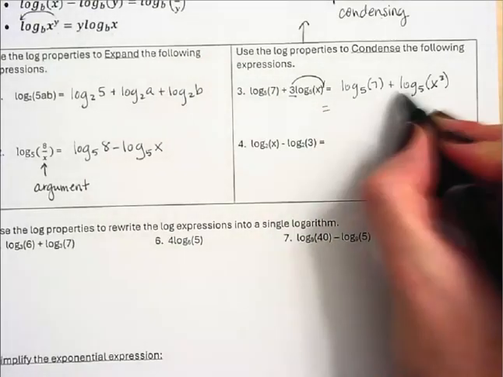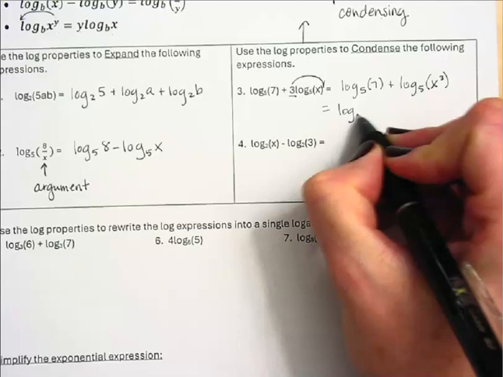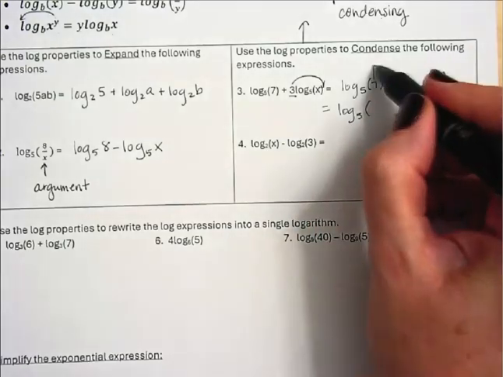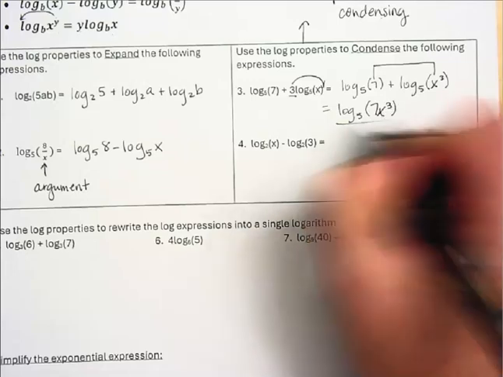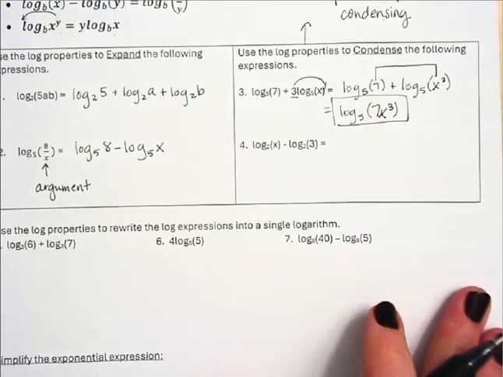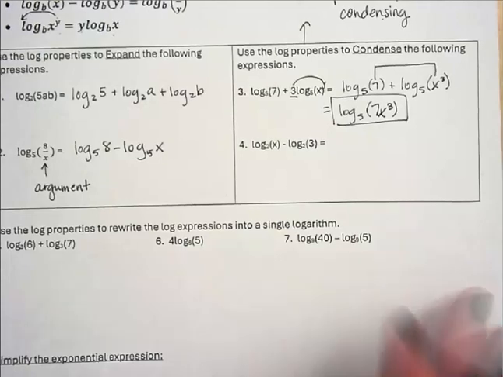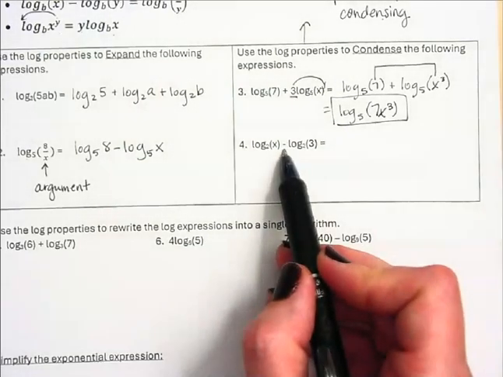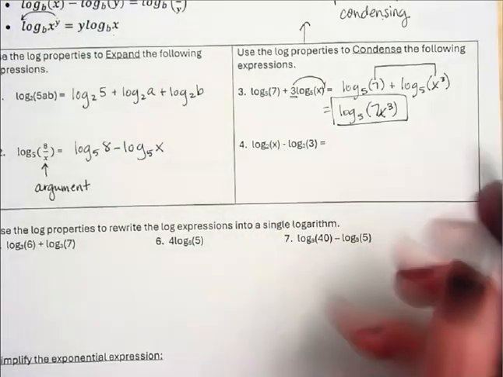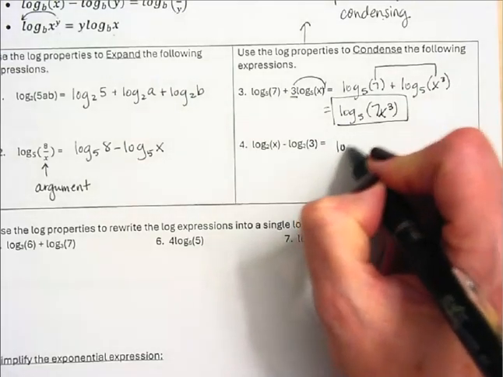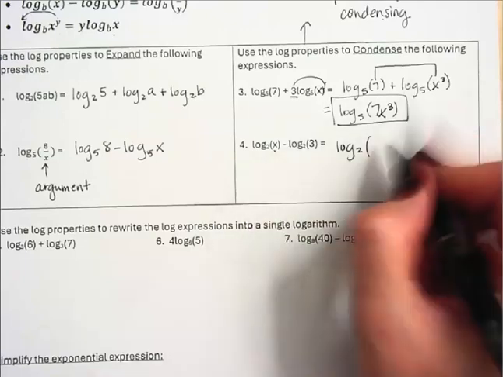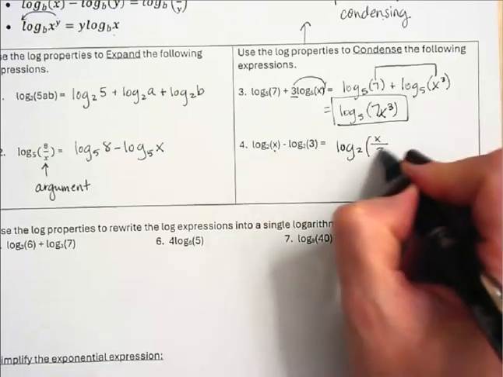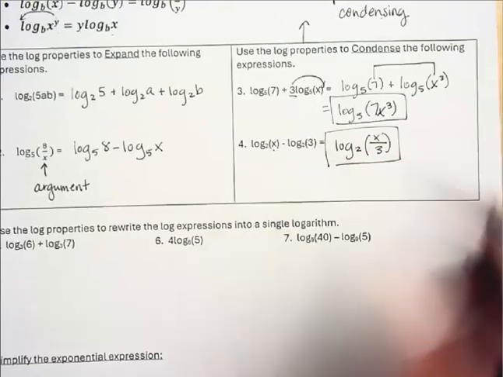So these terms are being added. I will condense them into one by multiplying the arguments inside. 7 times x cubed. And then these two logs are being subtracted. There are no coefficients in front, so I don't have to worry about that. I condense it into one. The first argument goes in the numerator. The second argument goes in the denominator.